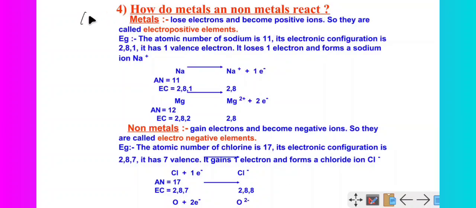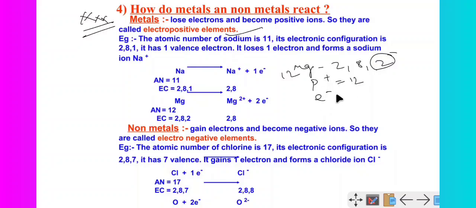Okay, so how do metals and non-metals react? This part is very important. Star. Metals lose electrons and become positive ions, so they are called electropositive elements. Why? See, suppose the atomic number of magnesium is 12, so it has 2, 8, 2 electrons. If it loses 2 electrons, total number of protons is how much? 12. Total number of electrons is how much? 12. If it loses electrons, the electrons will be reduced to 10. That means it has 2 more positive charge. That's why we write it as 2 plus.